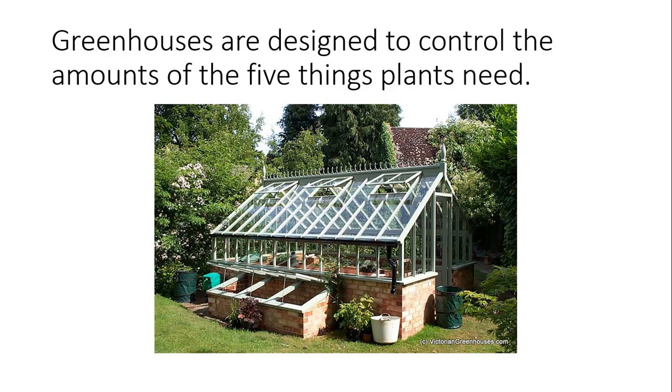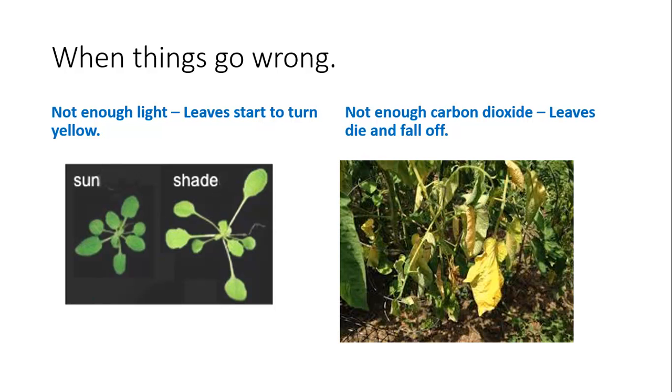This is a greenhouse. Greenhouses are designed to control the amounts of the 5 things that plants need. It has windows on the top. These windows open and close to control the temperature. There are different devices that control the amount of water that the plants receive, and in very complex greenhouses, there are devices that also control the amount of carbon dioxide in the greenhouse.